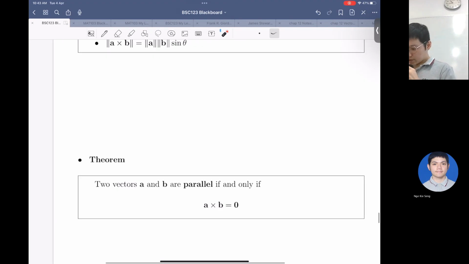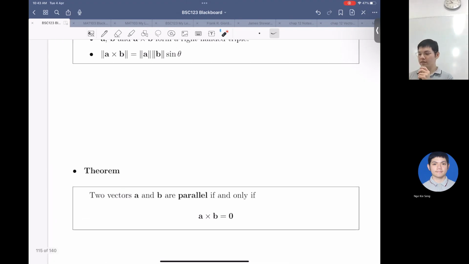Okay. So two vectors are parallel if and only if A cross B is 0. So it's parallel if A cross B is 0. If they don't form an angle, you cannot do the right hand rule.